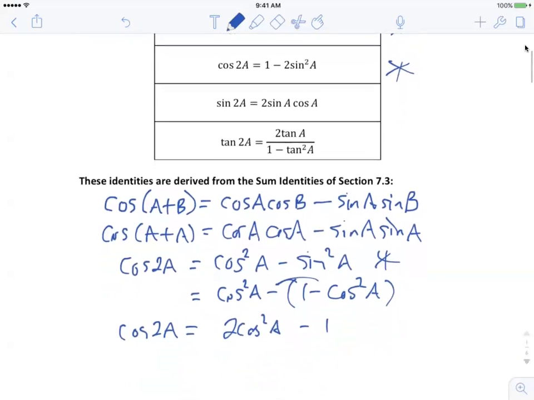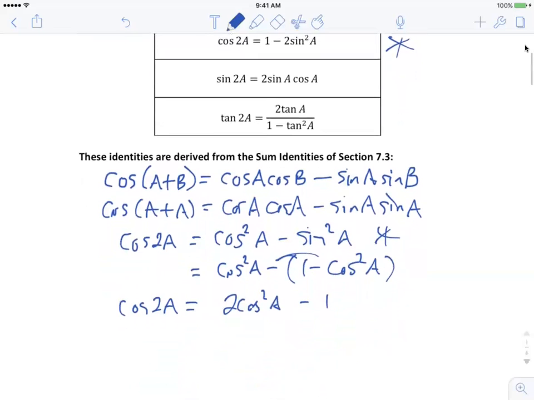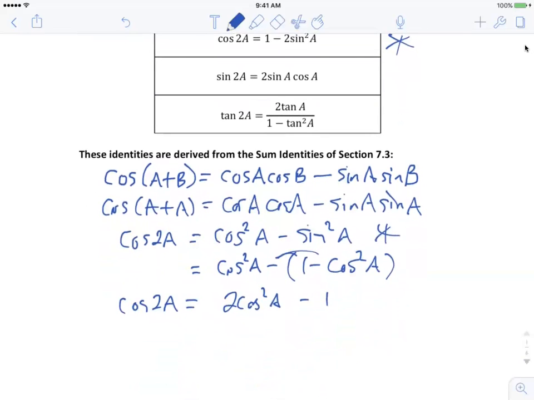The sine 2A, you would start with the sum identity for sine. So if you wanted to try that one out, just think about doing the same thing as we did here, but just with the sum identity for sine, and you'll see that you get what's shown there. And then it's also for tangent. Just go to the sum identity for tangent and replace all of the B's with A's and simplify. Okay, so I won't do the rest of them. Give you a heads up though on how you could do it if you want to try it out on your own. Take a look.